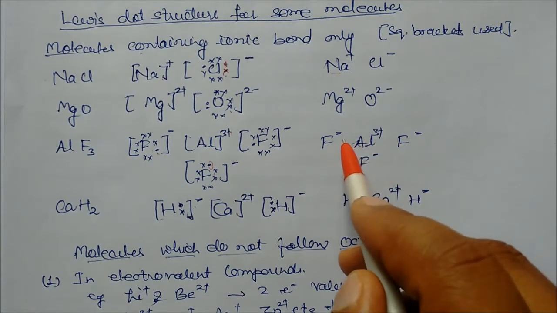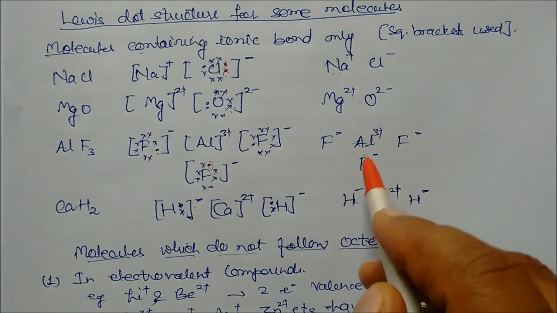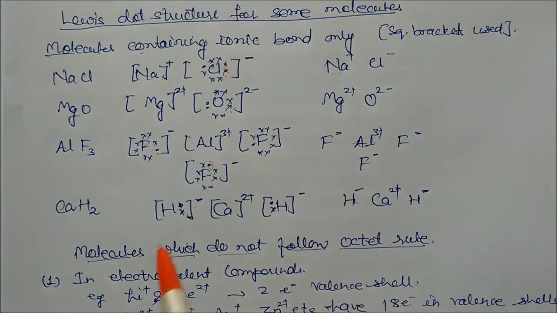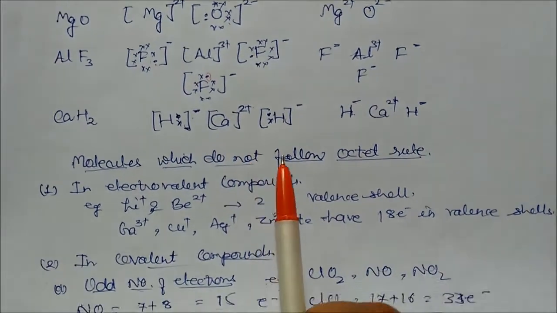We cannot put a bond here, this is a force of attraction. The force of attraction is nothing but the lines between atoms that we have seen. Calcium hydride: calcium 2 plus, and each hydrogen gets 1 more electron from the calcium. So we can write it like this. This is the way of writing ionic compounds, with square brackets.